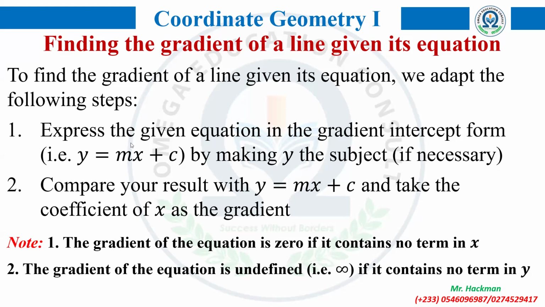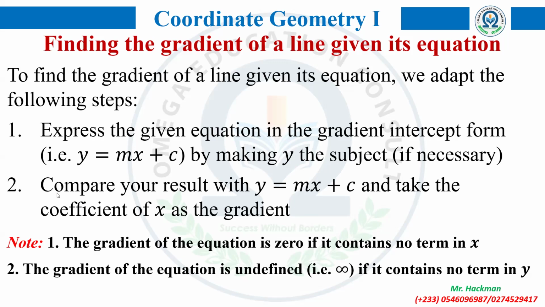Step 1: express the given equation in the gradient intercept form, i.e., y = mx + c. So any line in the gradient intercept form will take this form. And how do we do that? By making y the subject, if necessary. This is there because sometimes the question will come with your equation already written in the gradient intercept form, so that step will not be necessary. In that case, you move on to step 2.